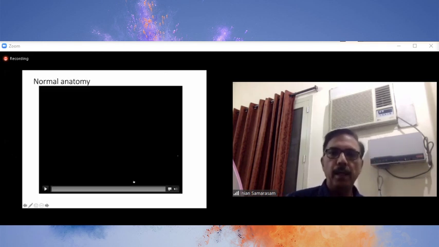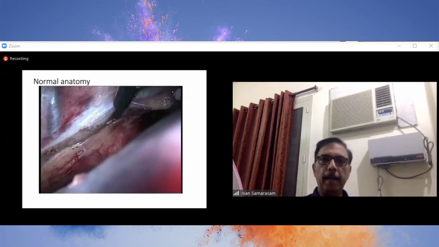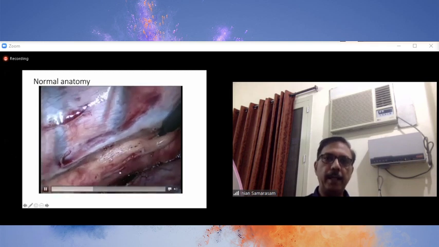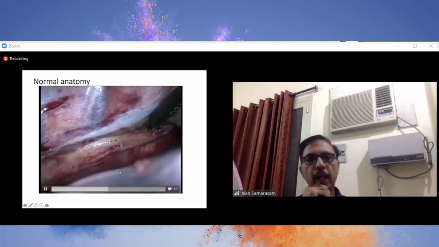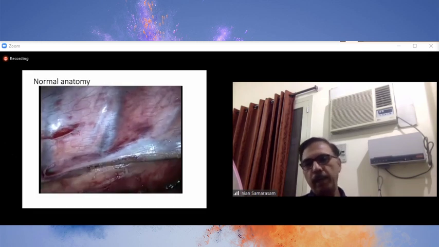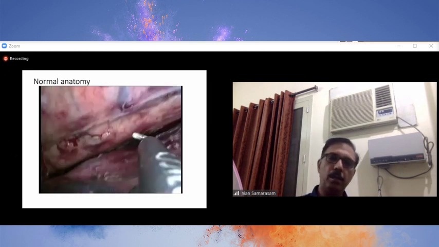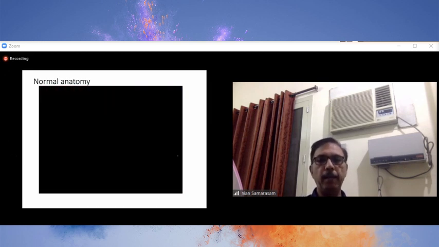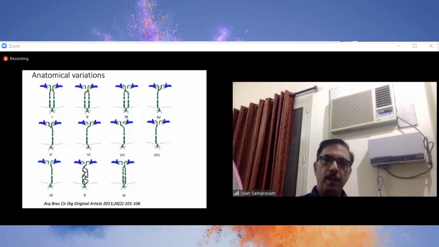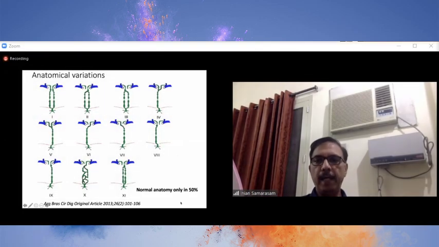Now, if you look at the normal anatomy when you do a thoracoscopic operation, the thoracic duct lies between the azygous vein and the aorta. So this is almost the location where you can constantly see it. You don't see it as a duct. Usually it will be covered by a layer of fat, but that's the normal location where you would normally find the thoracic duct. Now, of course, like anything else, there are anatomical variations, and the normal anatomy is only found in 50%. When I say normal anatomy, the complete course being normal is only found in about 50%.